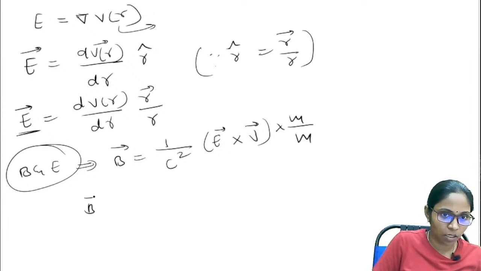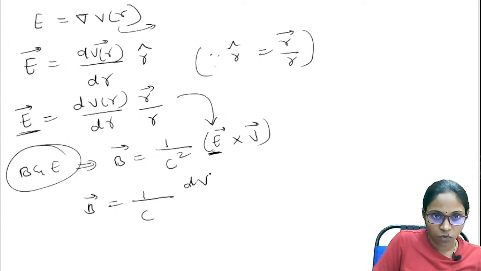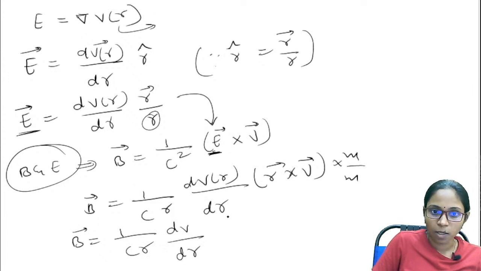This B bar can be written as 1 by c. Just substitute this electric field in this equation. Then after multiply and divide, dV over r by dr into r, I'm writing this here, and we are left with r bar cross v bar. Now multiply and divide this equation with mass m. Therefore B bar equals 1 by c r dV by dr into, as we know that the angular momentum L bar equals m v r.